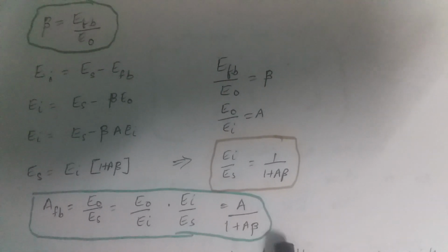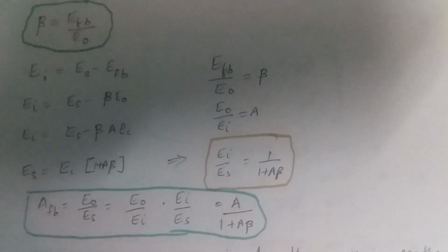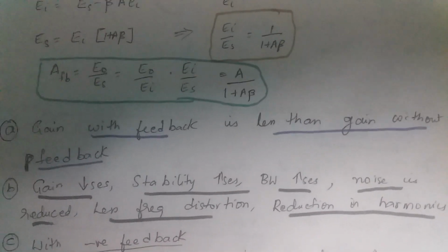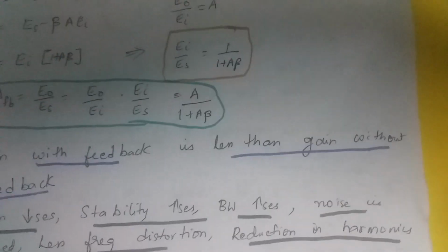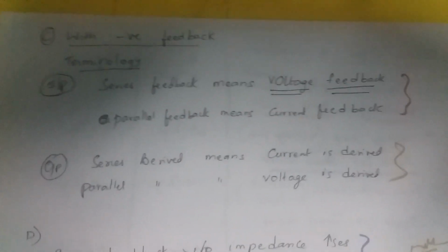So if gain decreases, what happens is stability increases, bandwidth increases, noise is reduced, there is less frequency distortion, and a reduction in harmonics. So let's have a further discussion of various types of feedback circuits. Let's understand the terminology.